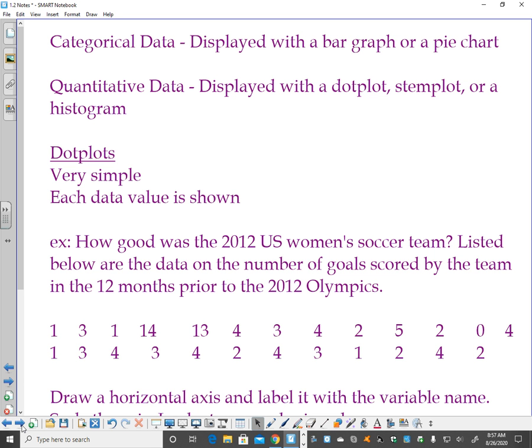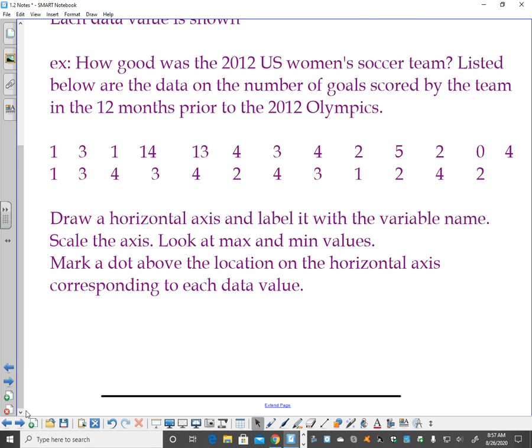Okay. Dot plots. Dot plots are super simple. The cool thing about a dot plot is each data value is shown, so you still get to see every single piece of data. And that's not true with a histogram. And that's a great multiple choice kind of question I could ask. Okay, so how good was the 2012 U.S. women's soccer team? Listed below are the data on the number of goals scored by the team in the 12 months prior to the 2012 Olympics. So these are all the numbers of goals that they scored each game the year leading up to the 2012 Olympics.